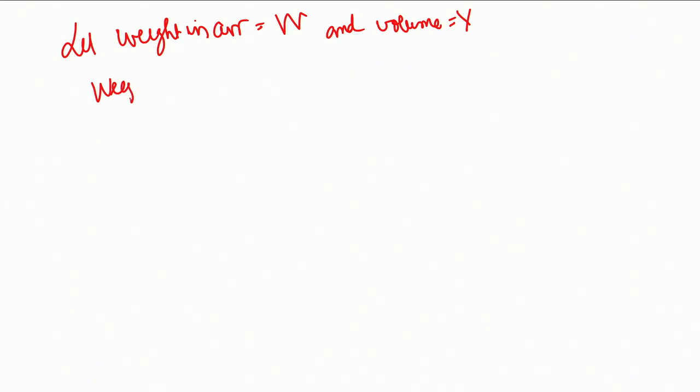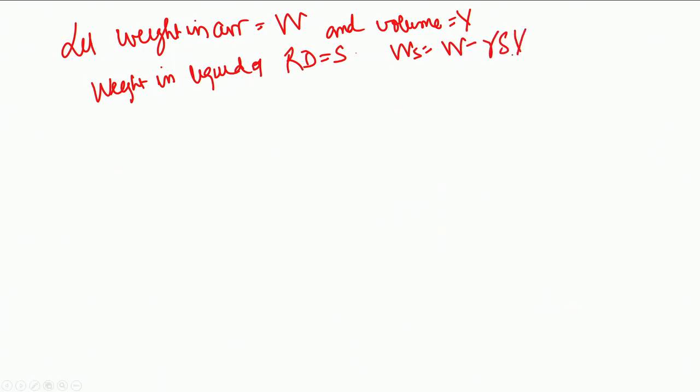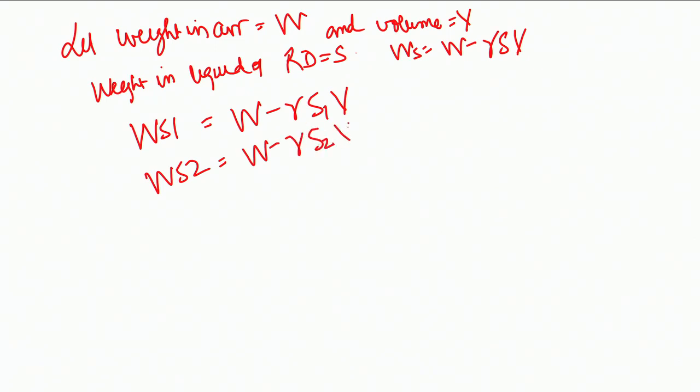Let weight in air be W and volume be V. Weight in liquid of relative density S is equal to Ws, which is W minus gamma S V. Okay, so Ws1 is going to be W minus gamma S1 into V. Ws2 is going to be W minus gamma S2 into V, right?